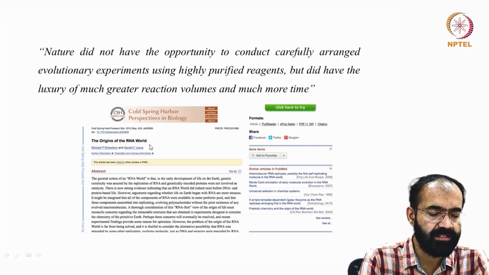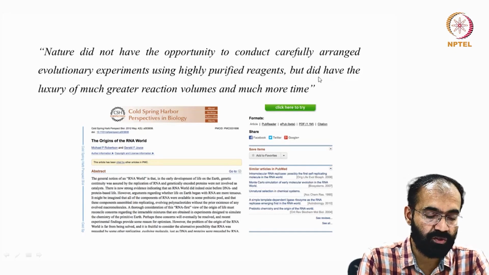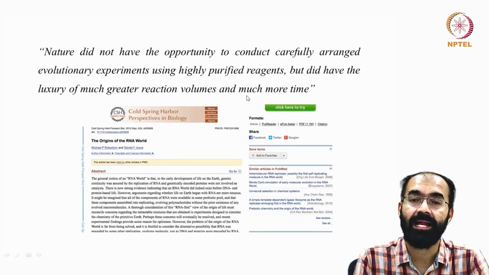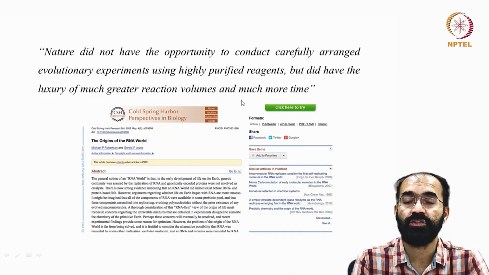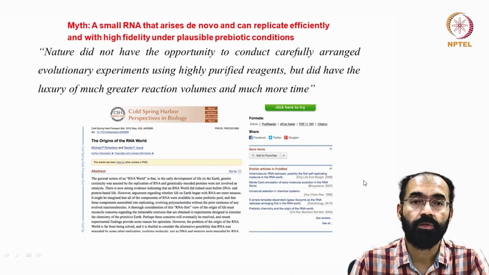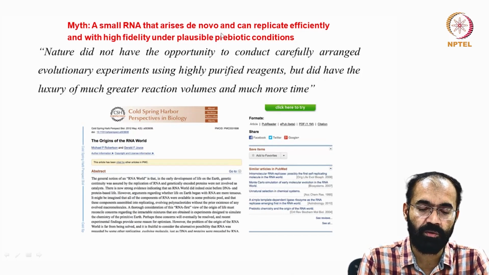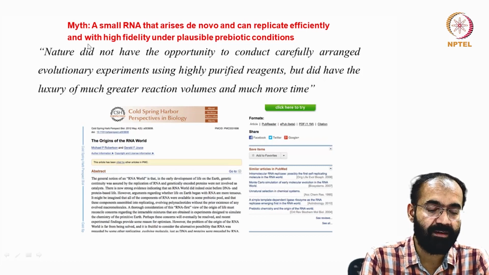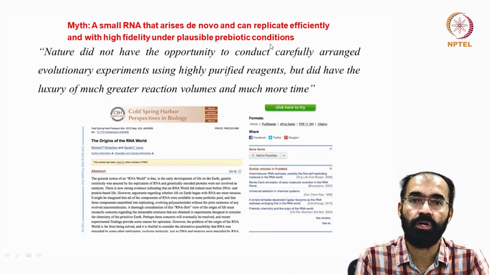So we should understand nature did not have the opportunity to conduct carefully arranged evolutionary experiments using highly purified reagents, but it did have the luxury of much greater reaction volumes and much more time. You are talking about a long evolutionary time scale and a large volume equivalent to the size of the planet Earth itself. So this made the evolution of life possible on planet Earth. So coming back to the myth we have been discussing earlier, that a small RNA that arises de novo and can replicate efficiently and with high fidelity under plausible prebiotic conditions is very much possible, without which life could not have originated.